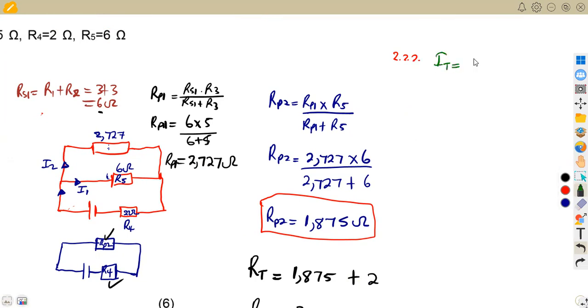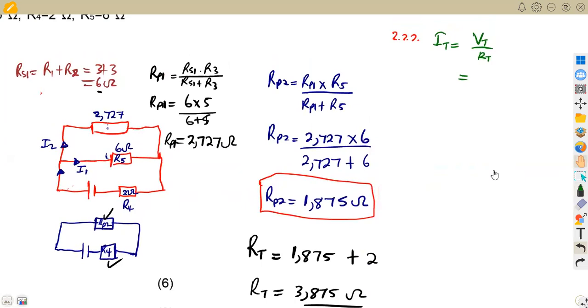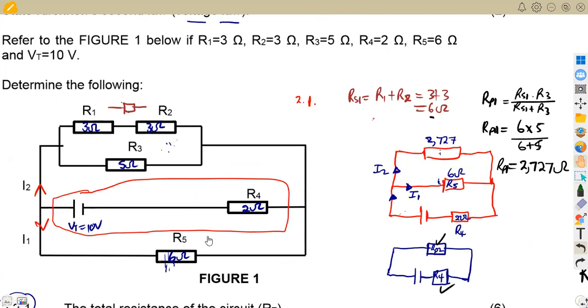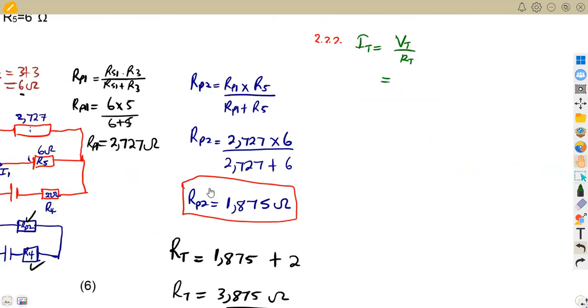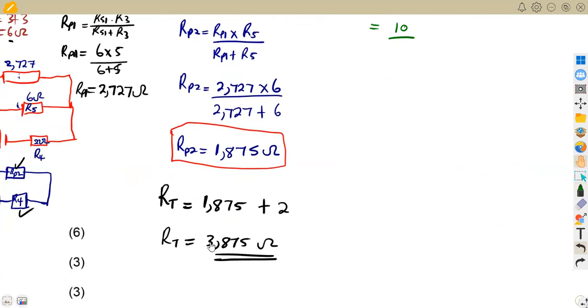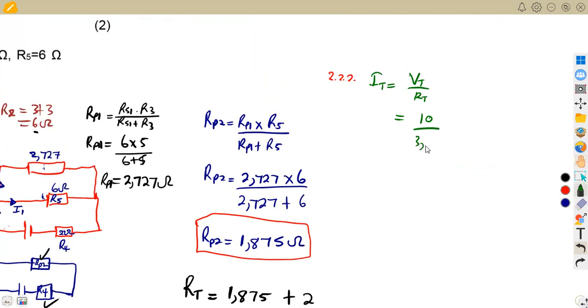So our total current, remember, that's the total voltage over the total resistance. The total voltage on our circuit, it was 10, is that so? That was 10 volts in this case. This one, VT, total voltage is 10. So there we are going to divide. So that's 10 divided by total resistance, which is 3.875. All right, so this is going to give us the total current of the circuit, which is going to be 2.581 amps. So take note, we have the total current.